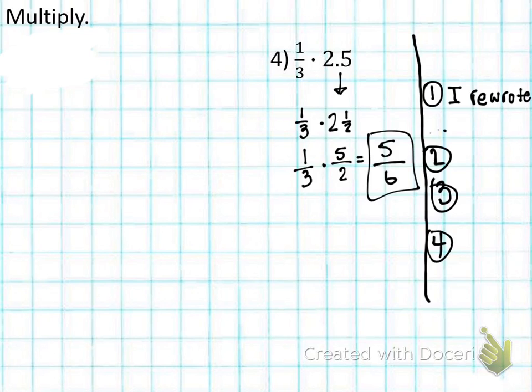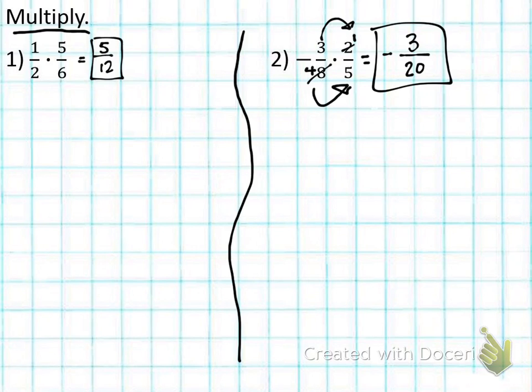So again, what are we doing? Write down number 1, number 2. You should pause the video after writing down numbers 1 and 2 here, and then you're going to go to number 4.